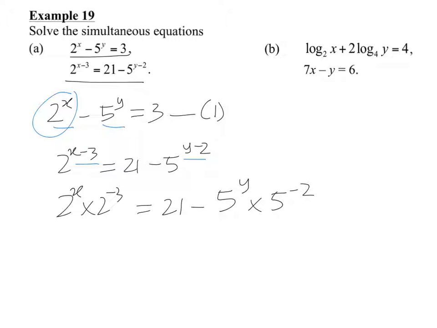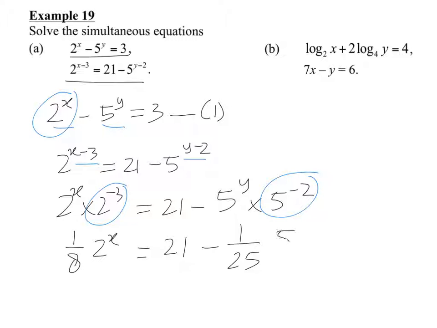If you look carefully, 2^(negative 3) is just 1 over 2 cubed, which is 1 over 8. So 1 over 8 times 2^x equals 21 minus, now 5^(negative 2) is 1 over 25, times 5^y. Now, what is the commonality with the first equation? Let me label it the second equation. The first equation is in terms of 2^x and 5^y. The second equation is also in terms of 2^x and 5^y. So this suggests something.